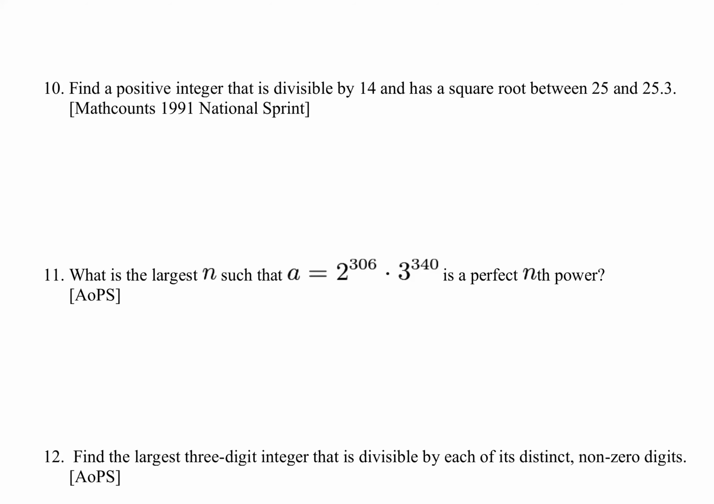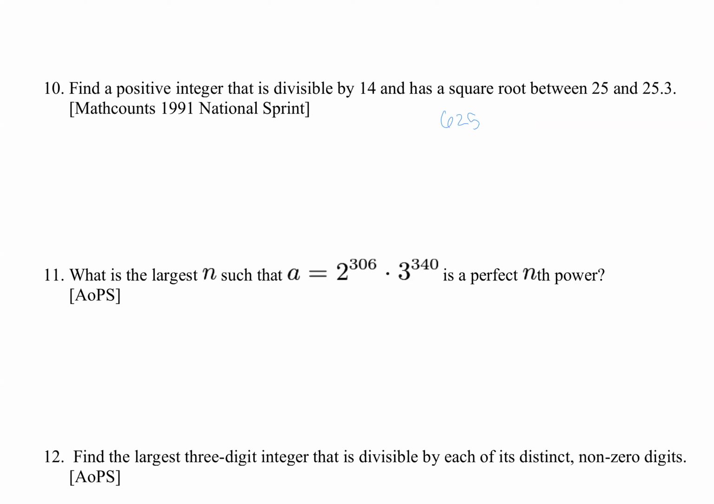Alright, so let's see. Find a positive integer that is divisible by 14 and has a square root between 25 and 25.3. So we know that the square of 25 is 625, and then we know that the square of 25.3, right, we can just ignore that for now because it's not a nice number to work with.